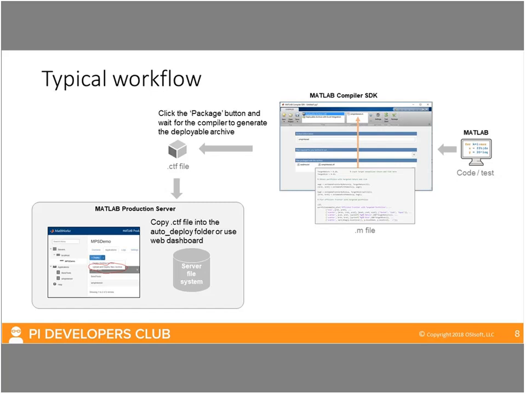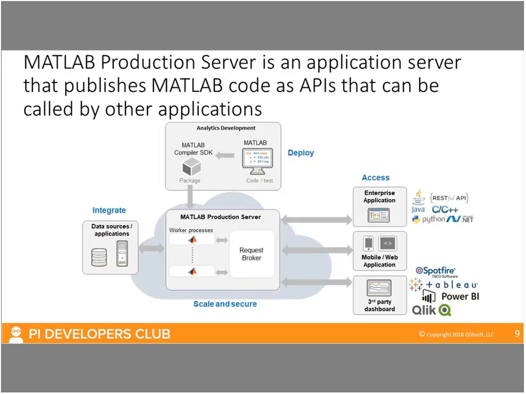Okay, so now that you've copied the file over to MATLAB Production Server, you're probably wondering, okay, what exactly is this? And it's actually really simple. MATLAB Production Server is an application server. It is similar to the Tomcats, the WebSpheres, the WebLogics of the world, except it's not hosting Java code. It is publishing your MATLAB code as APIs that now can be called by your other applications.